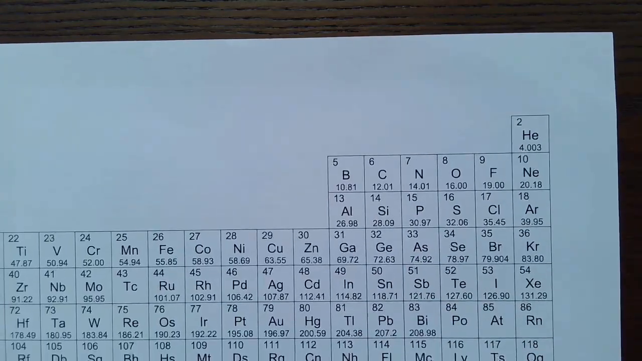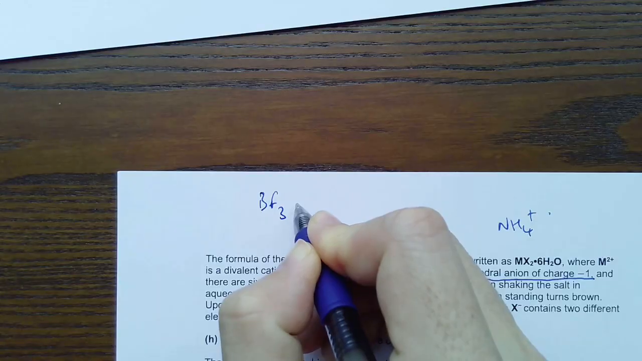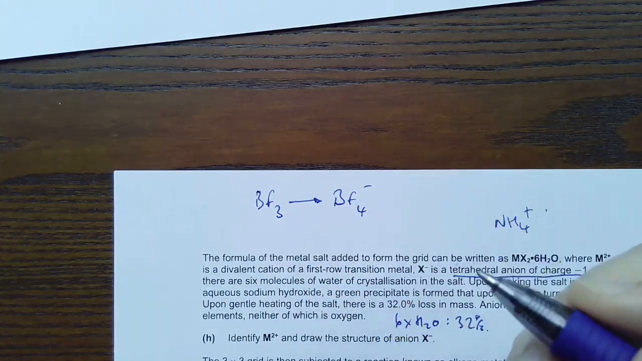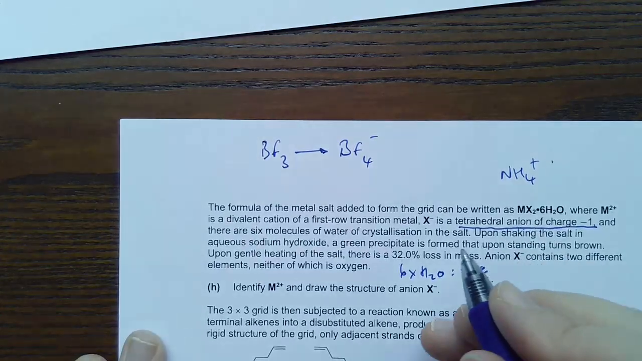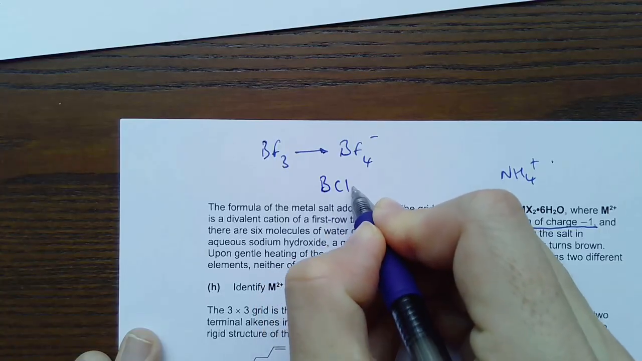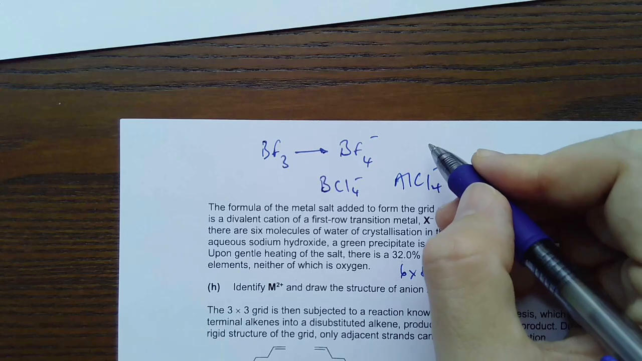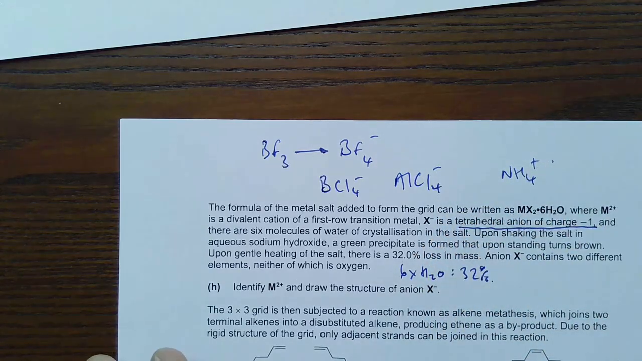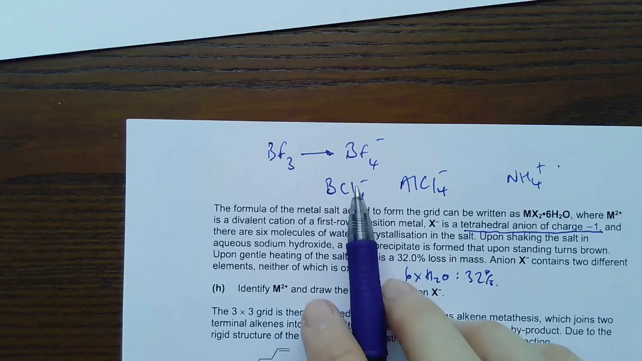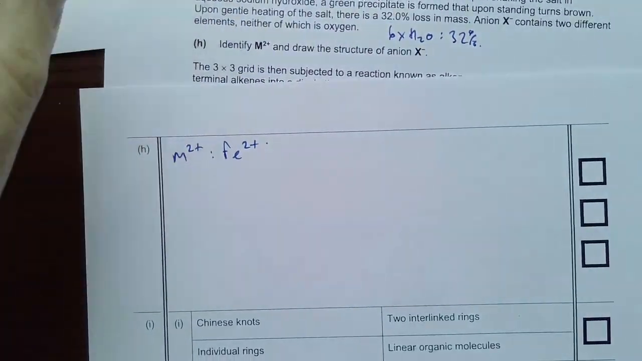So BF3, for example, can become BF4-. Alright, so then I started thinking, it could be something like BF4-, BCl4-, AlCl4-. I don't know what else you could have, aluminium hydride or something crazy. Alright, so it's probably going to be something like this that we're looking at. So let's then go ahead.